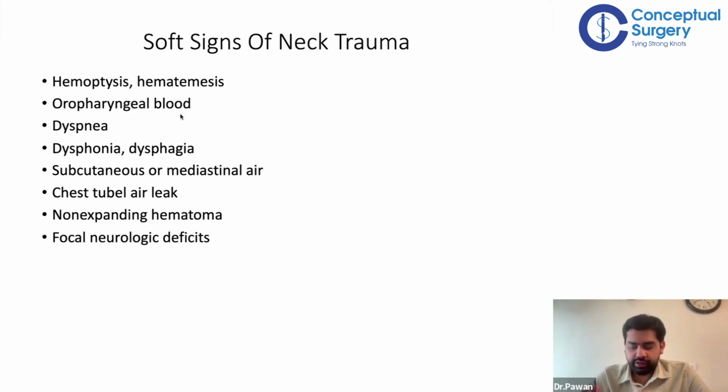Are you understanding? I'll talk to you about that. For example, hemoptysis, blood coming out, or oropharyngeal bleed, then you have dyspnea, dysphonia, dysphagia, subcutaneous and mediastinal air. Chest tube with air leak, non-expanding hematoma or focal neurological deficit. All these particular things are definitely serious, right? Obviously, you'll have to investigate them more. You have to figure out what the problem is, and then you'll have to perform that particular surgery.